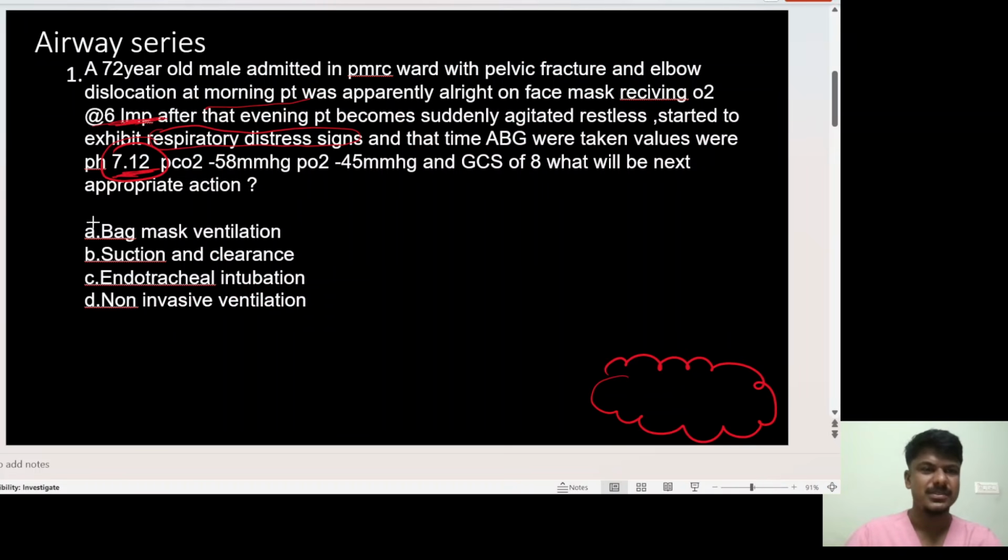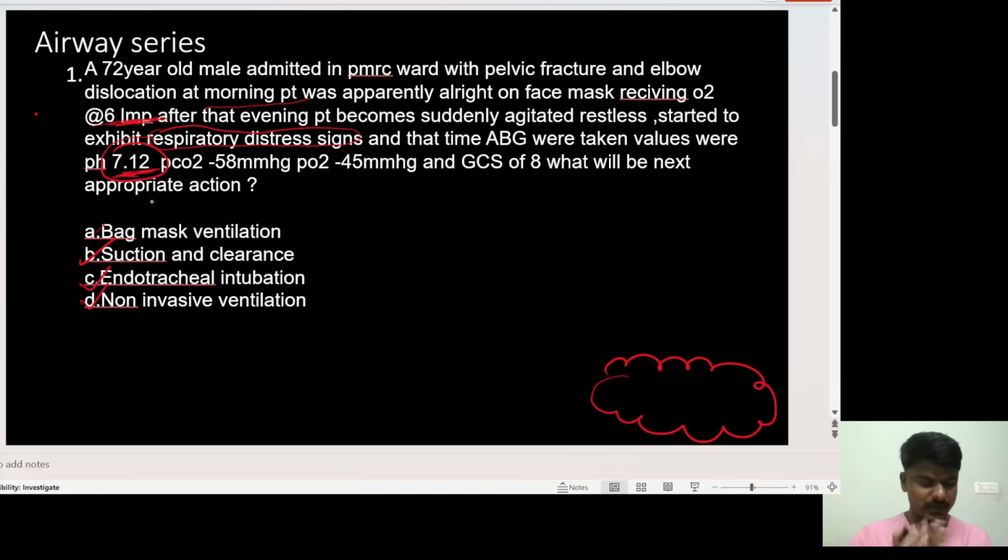So here are your options. First option is BVM, bag and mask ventilation. Next is suction and clearance. Next, endotracheal intubation. Last, non-invasive ventilation. I'm going to deal with each and every option.